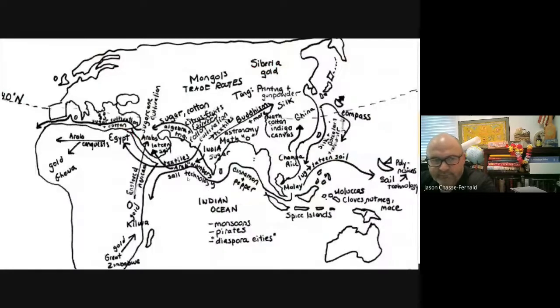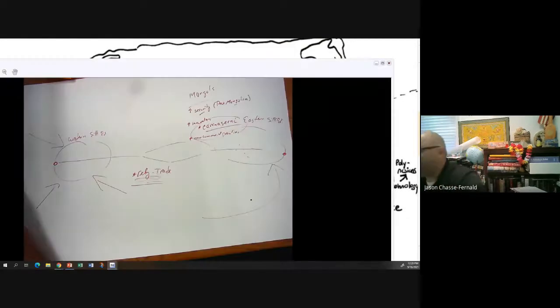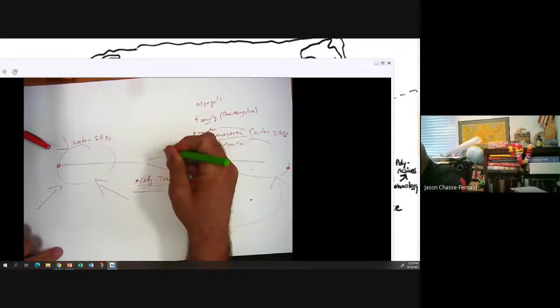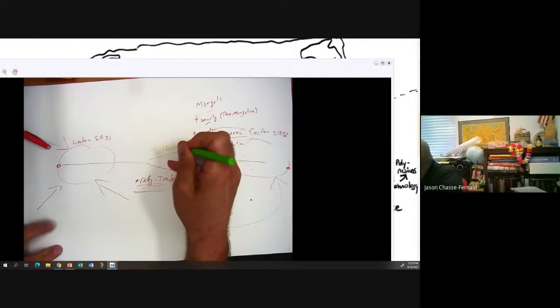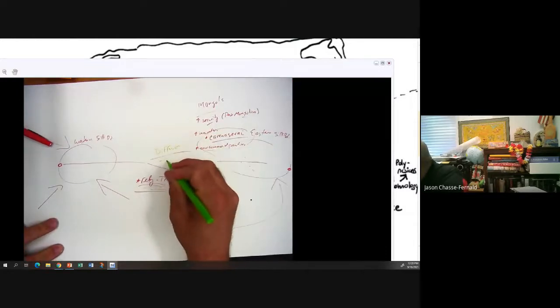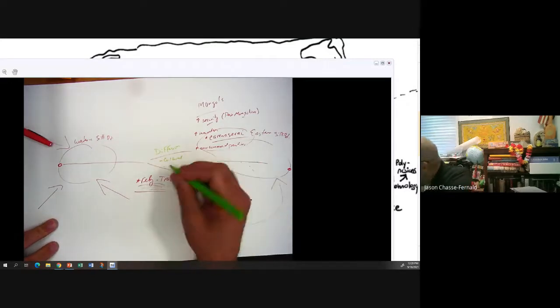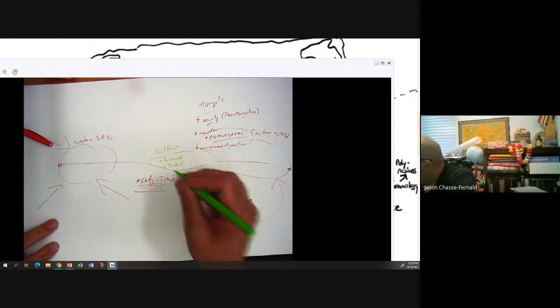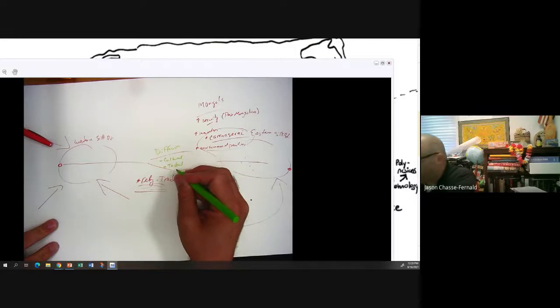So, it is always good to be aware of the cultural diffusion, right? Or let's just say diffusion, right? Because it's not just cultural that we need to talk about. Your homework last night dealt with some cultural diffusion, but also technological. You need to be aware of the technological diffusion that takes place.